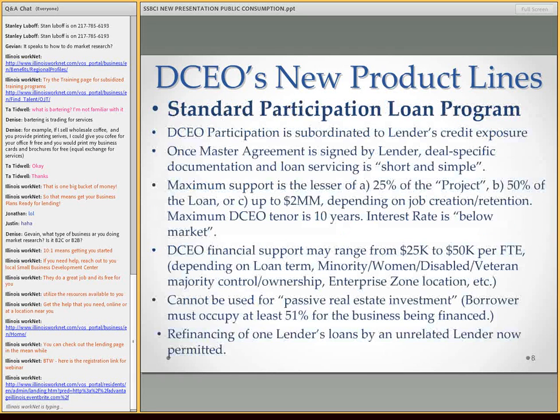We have a program for revolving lines of credit. In the past, we had a facility that was not very popular with the banks because it required too much loan administration. But the fact of the matter is now we've simplified the program, made it more attractive. The next line there, convertible subordinated debenture issuance, we're actually going to take that out of the participation loan program and put it into our venture capital program. So I'll talk about that a little bit later. But like I said, we're making changes as we speak.